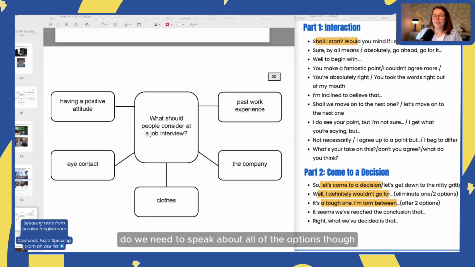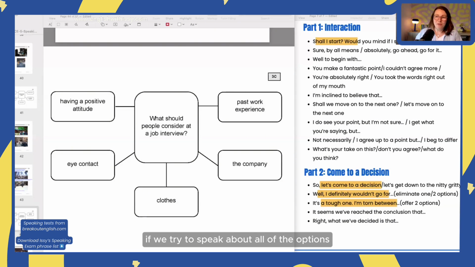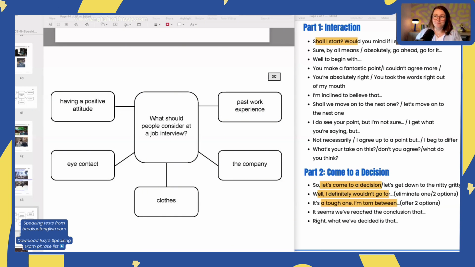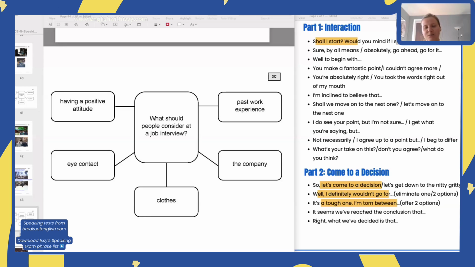Do we need to speak about all of the options though? No. What happens if we try to speak about all of the options? We can run out of time and not discuss them properly, just two or three of them.